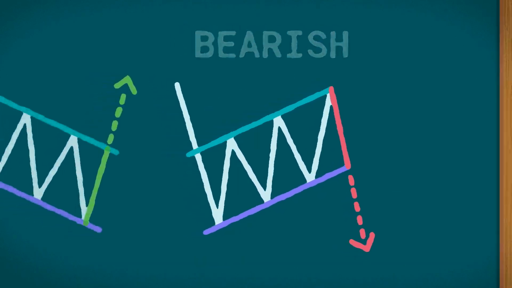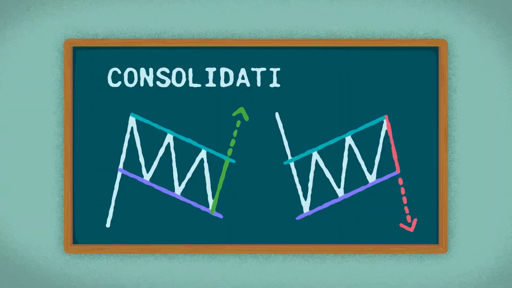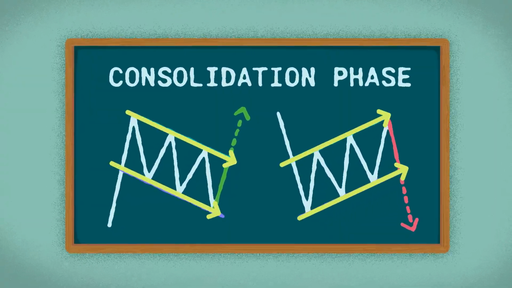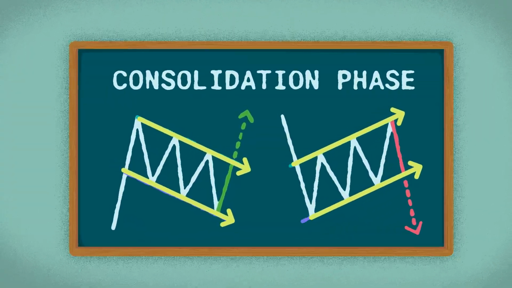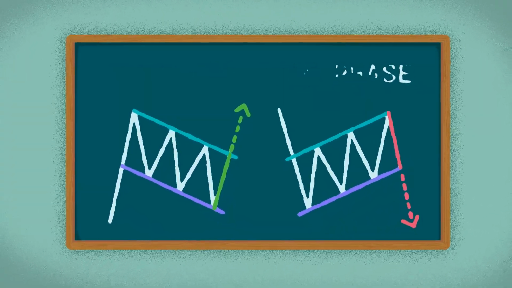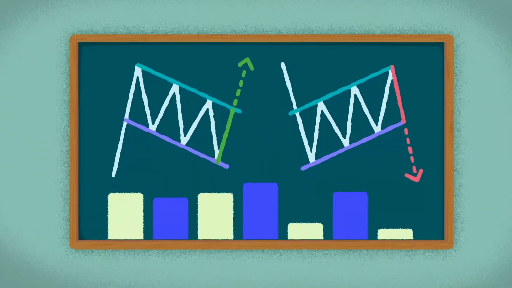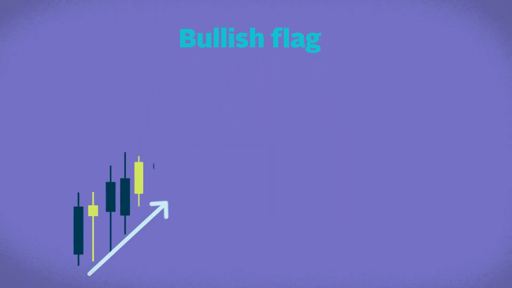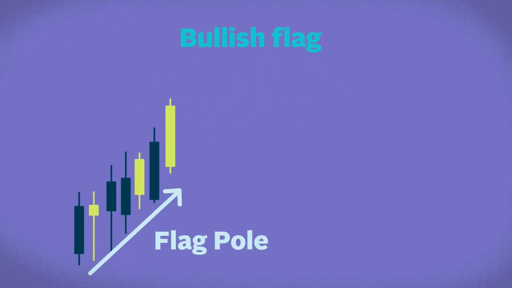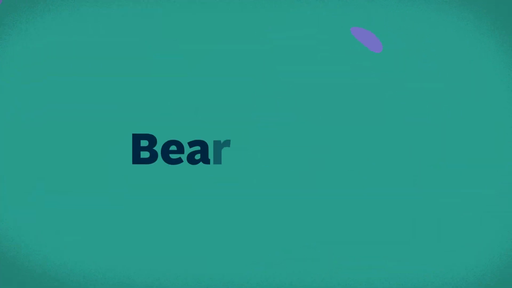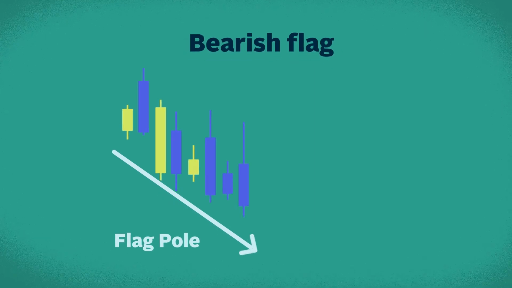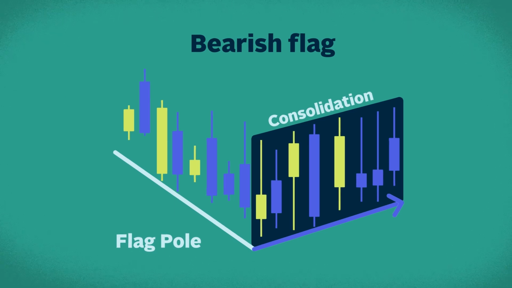The other major component of a flag pattern is the actual flag, also known as the consolidation phase, illustrated by parallel tops and bottoms. In the first stage of the phase, there's a subtle difference in volume pattern between the two flags. A bullish flag is characterized by volume increases in the flagpole formation phase and declines at the beginning of the consolidation phase, while in a bearish flag, the volume pattern decreases in the flagpole phase and increases at the beginning of the consolidation phase.